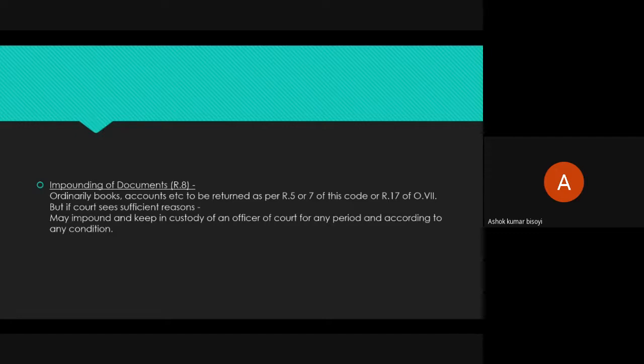So normally the books, accounts, etc. are to be returned. So books and accounts, for once they are compared with the original or their copy has been given and copy has been substituted for the original, the original is returned. Original टा normally return कराया जाए, जो हमें rule 5 रे rule 7 रे पढ़ले.